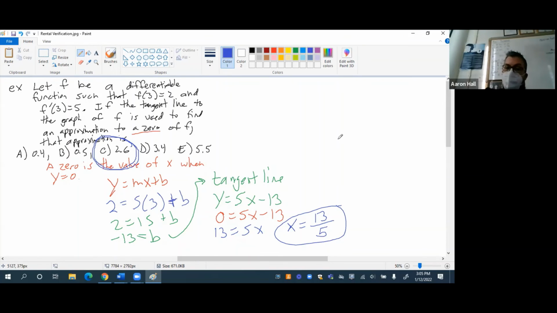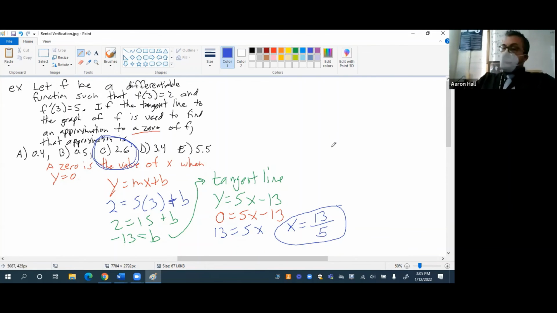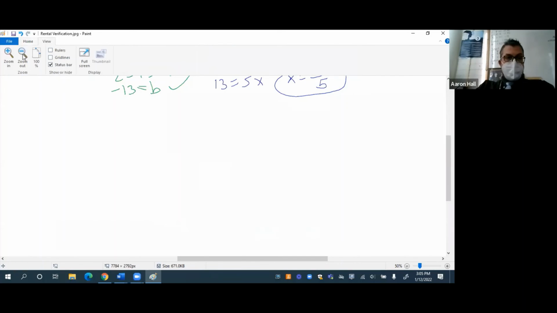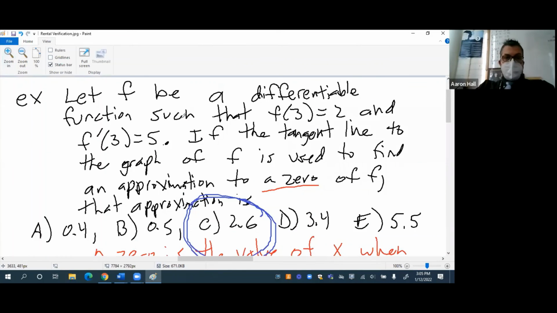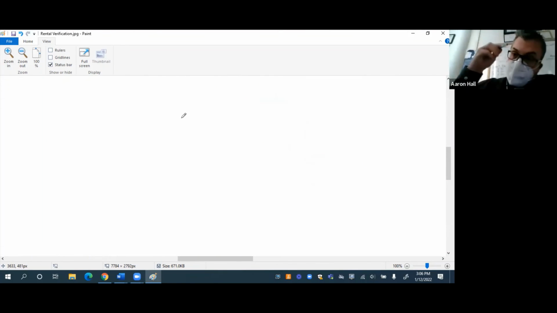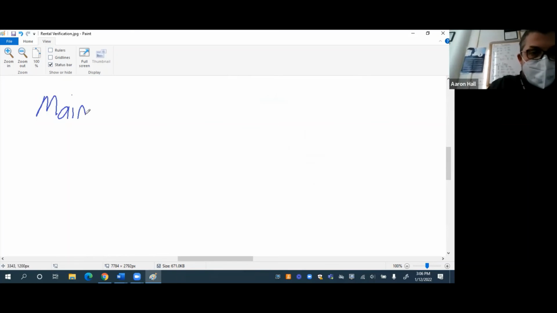Right, I'm going to switch gears. I know I only have about 10 minutes left. I want to talk about what are called differentials. So this is a new main idea. The first main idea is linearization, and the second main idea is differentials.